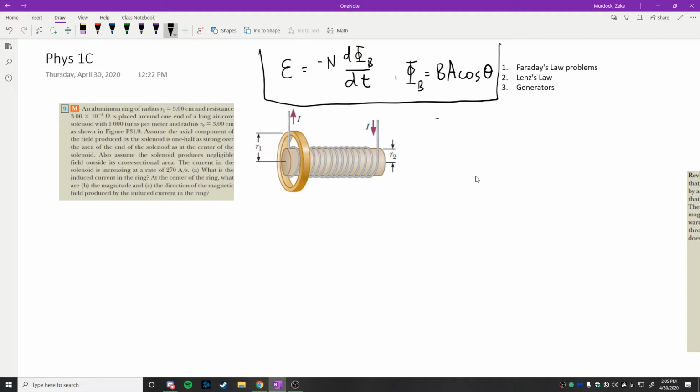So we've got these values here. You can see them in the problem, but I think it helps to write them up here. R1 is equal to 5 cm, and R2 is equal to 3 cm. We also know that the ring is aluminum. I can't remember if that matters or not. We also know that the resistance of this ring, big R, is the electrical resistance, and that's 3 times 10 to the negative 4 ohms. And the solenoid, this one right here, has 1,000 turns per meter. The symbol for that is little n.